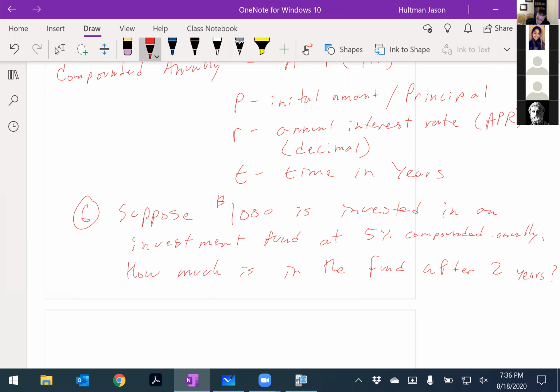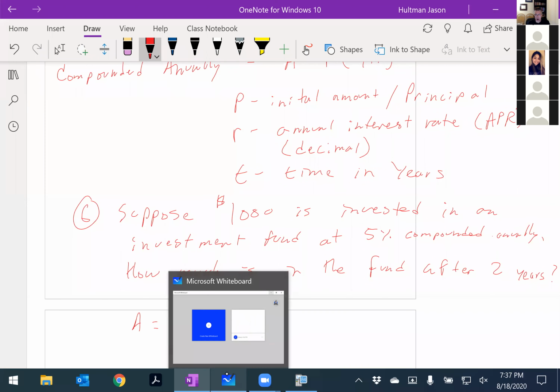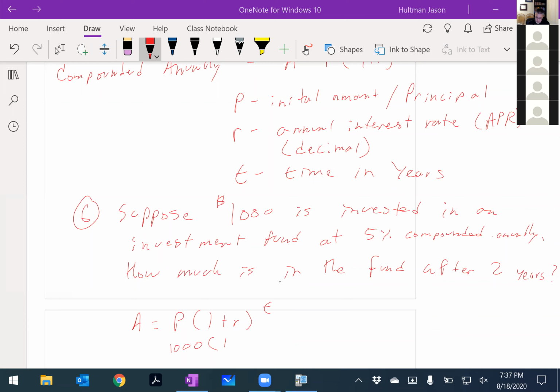We're just going to use the formula. A is equal to P times 1 plus R to the T. So what's P in this case? What's our principal amount? 1,000. Thank you, Lucero. Okay, what's our rate? What's our R in this case? 0.05. Who said that? Jess?